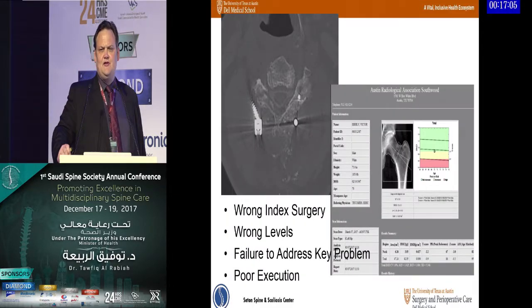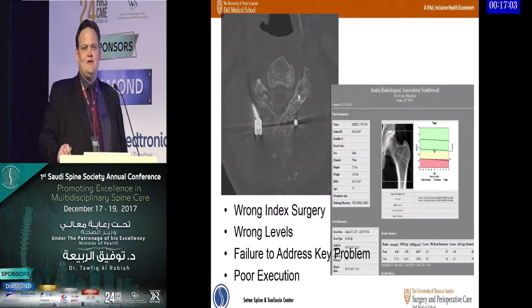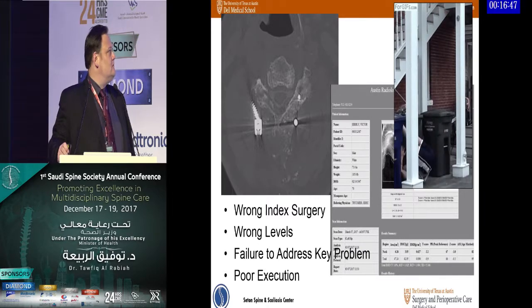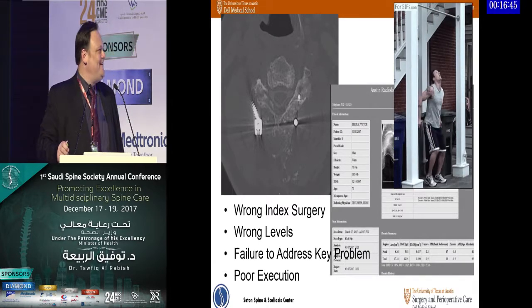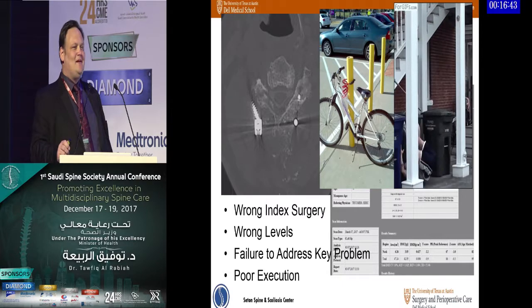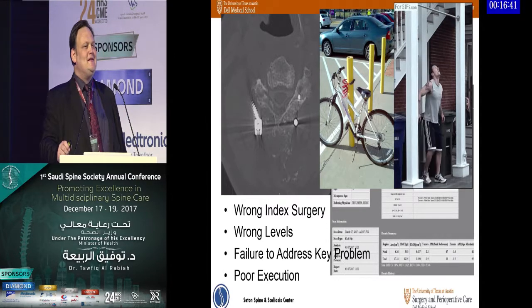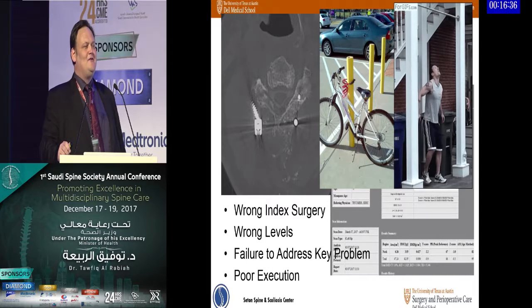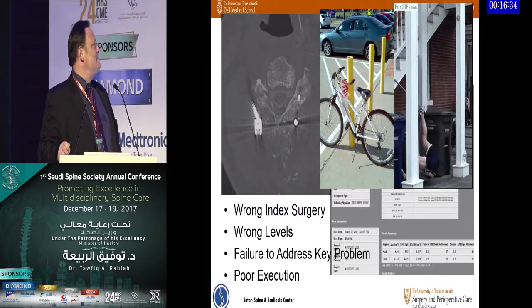So in this particular patient, you could say that he had the wrong index surgery. A 2-level corpectomy in a patient with poor quality bone could have been stabilized posteriorly immediately. The wrong levels were done with the posterior approach. There was a failure to address the key problem at the time of revision and relatively poor execution throughout. So it's sort of a reach and a fail. I think from a mechanical perspective, the surgeon that performed the surgery simply didn't understand the relevant mechanics, just as the person locking up his bike here didn't really understand how locks work.